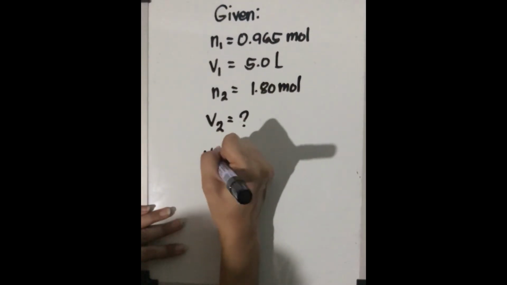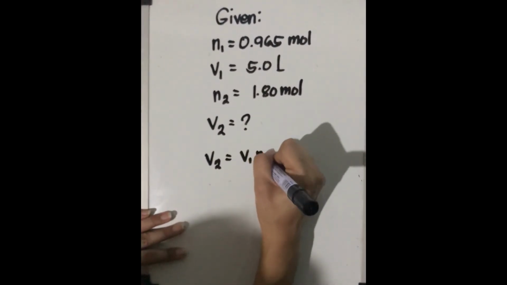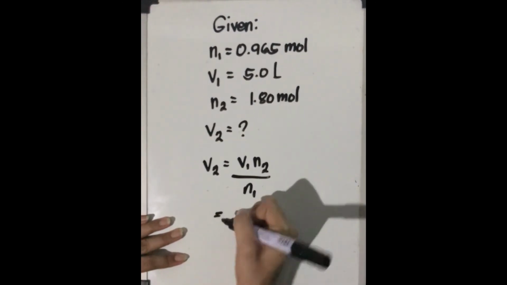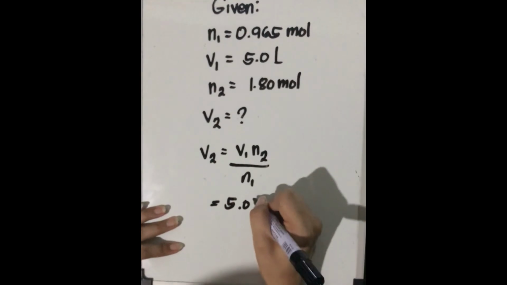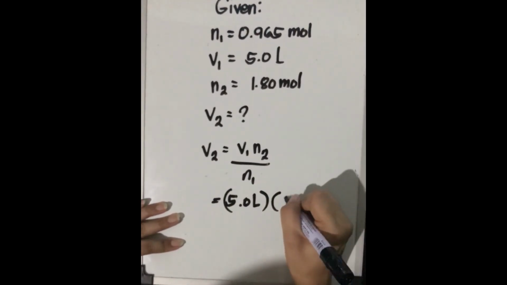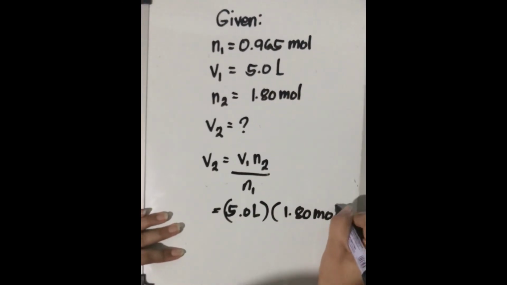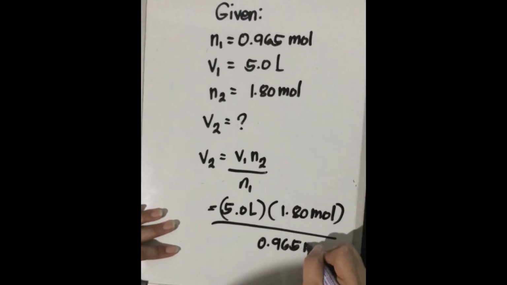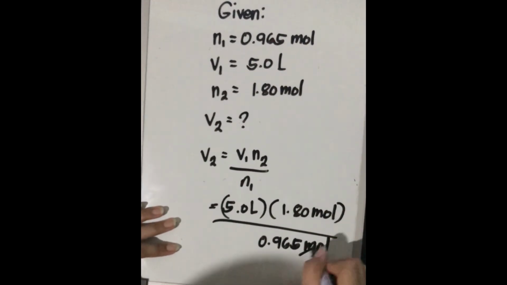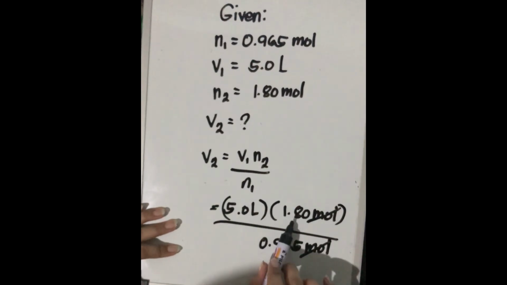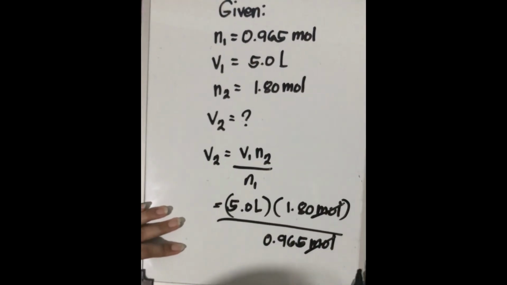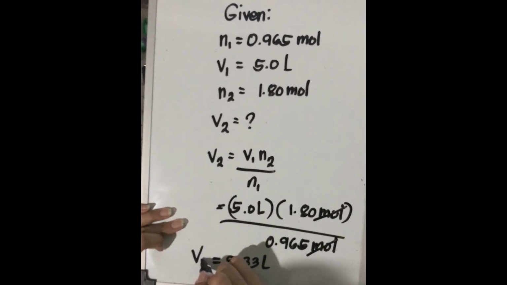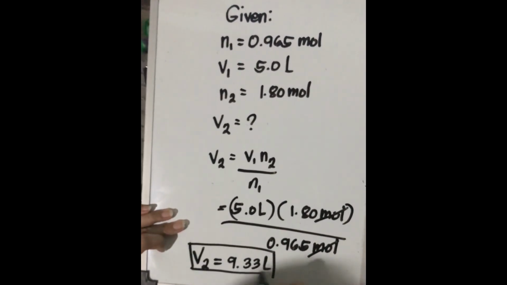So we are going to use the formula V sub 2 is equal to V sub 1 times N sub 2 all over N sub 1. So that is equivalent to 5 liters times 1.80 mole all over 0.965 mole. So we are going to cancel the unit mole. Multiply 5 to 1.8 and divide the answer by 0.965. And the answer is 9.33 liters. Our final volume is 9.33 liters.